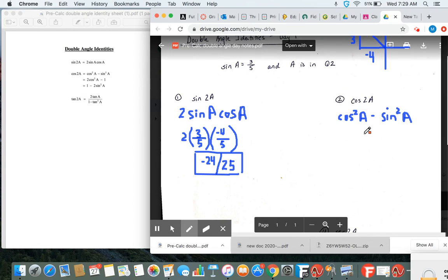We got cosine squared A minus sine squared A. So again, just rewrite it out. Cosine is negative 4/5. We're going to square that.